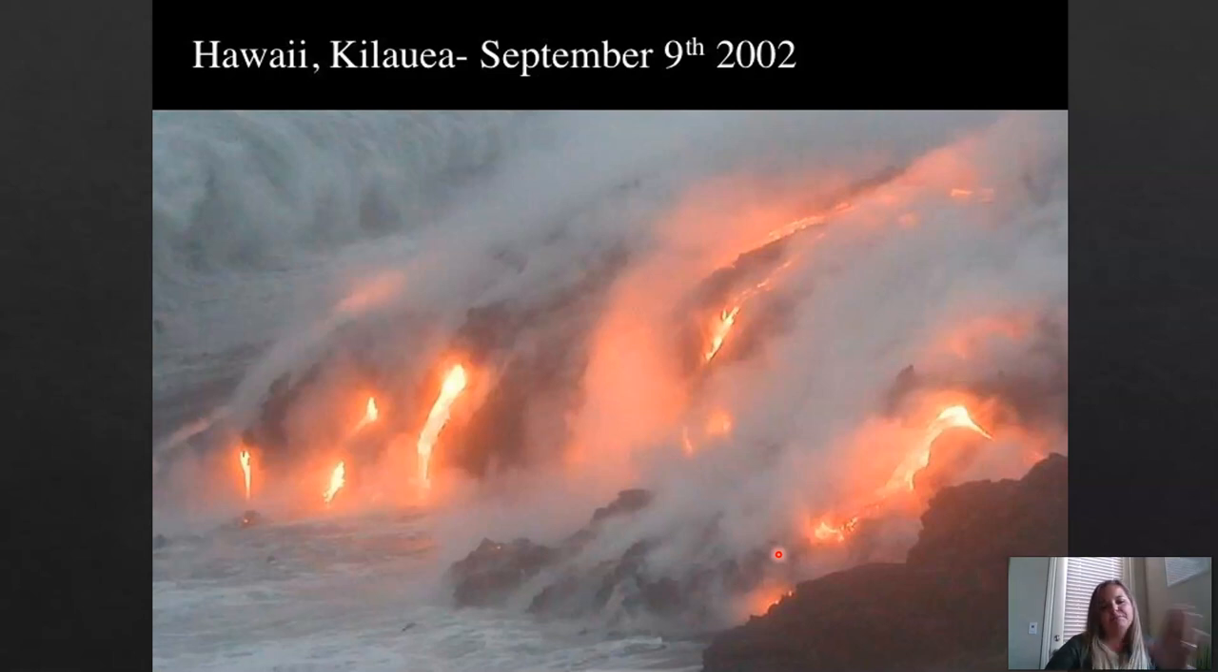Kilauea also dumps lava into the ocean, which can be a very spectacular, beautiful view. But one of the really cool scientific things is the rock cools really fast. And because it cools really fast, it gives us this really nice, smooth texture.